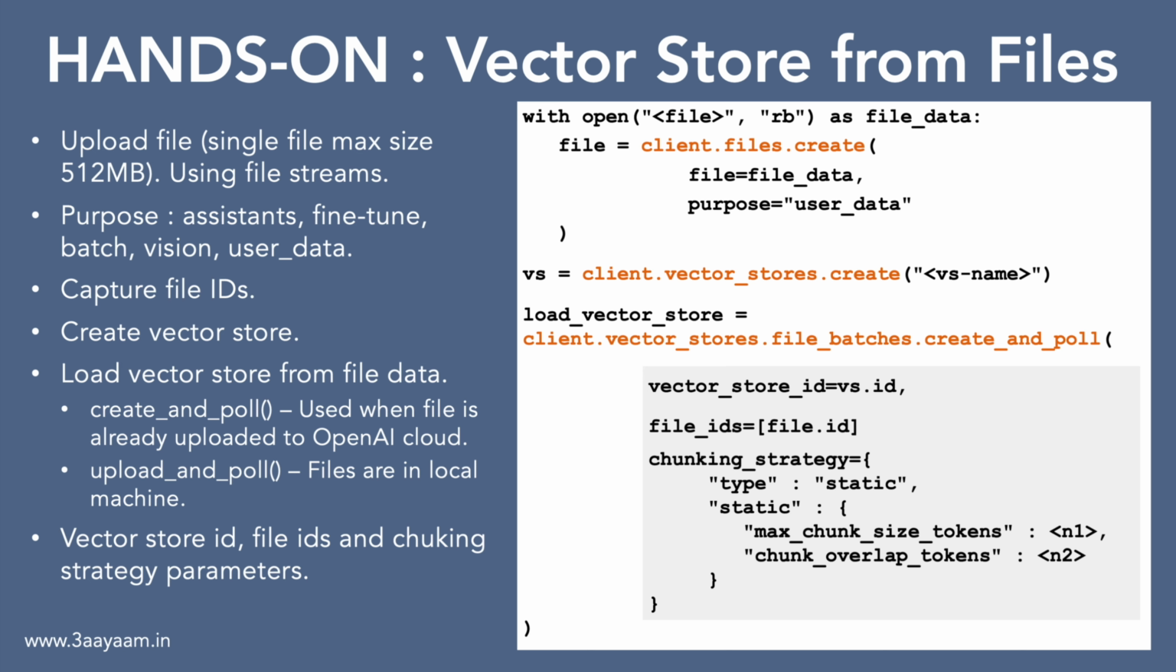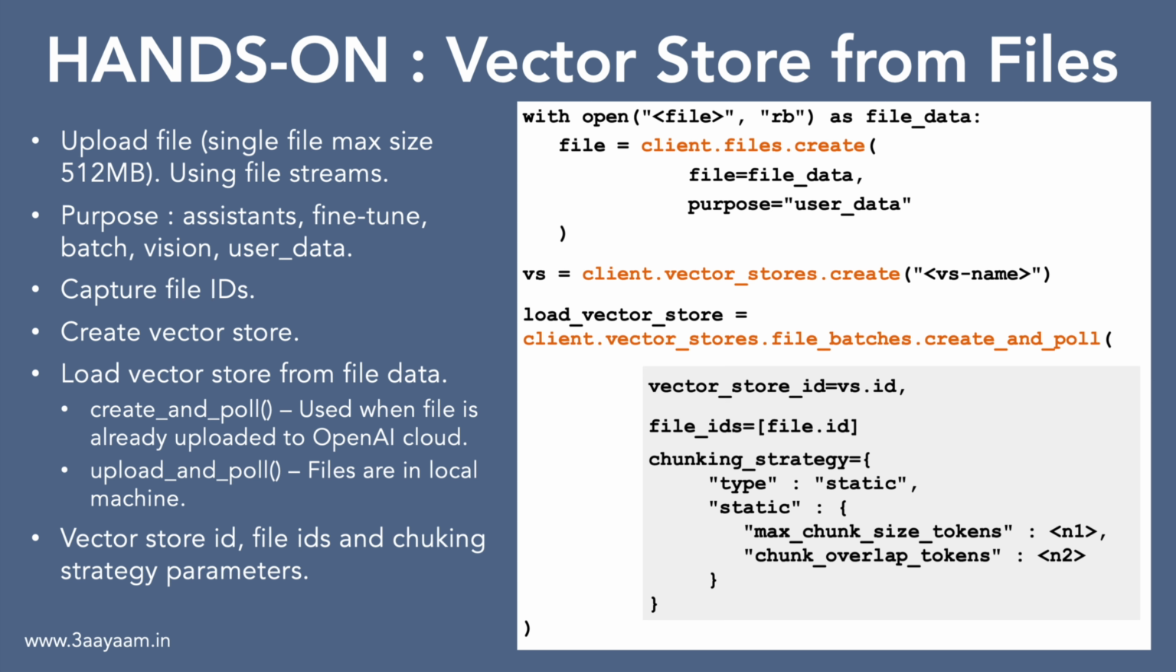And then we mention the chunking strategy. By default, the chunking strategy is auto, which means that OpenAI will decide what should be the chunk size token and what should be the chunk overlap token size. But if we want, we can provide our own chunking strategy. And to do that, we'll have to use the type as static. And then we'll have to provide the parameters max_chunk_size_tokens and chunk_overlap_tokens in the static keyword. And these two would be numbers. I would recommend that you use the type as auto, which is the auto chunking strategy. And if you do not provide the parameter chunking strategy, OpenAI will use the auto chunking strategy.